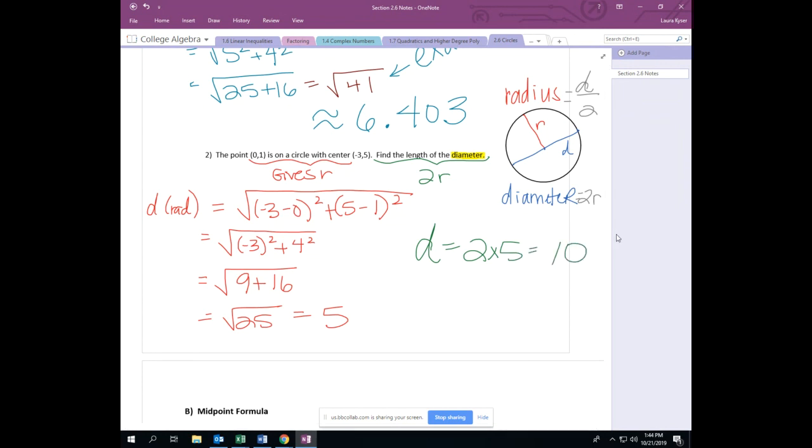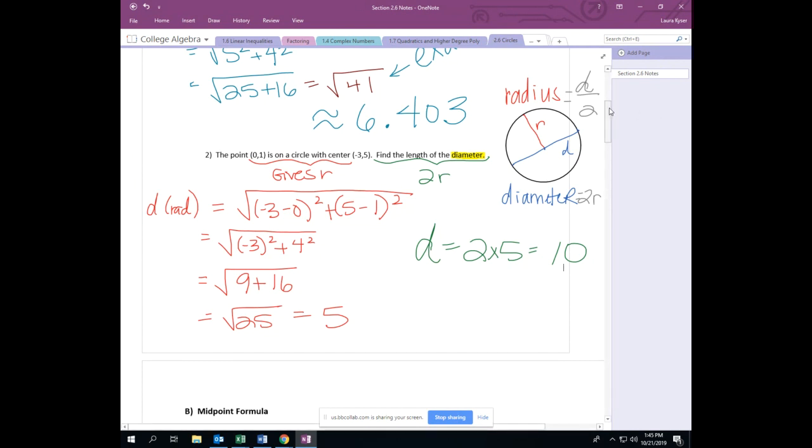And we get 10. So there's our diameter. Similarly, if we had the endpoints of the circle, we would be able to find the diameter. And if they asked for the radius instead, we would just divide it by 2. So we can use the relationship between these two pieces of a circle to find one or the other depending on what we're actually looking for.